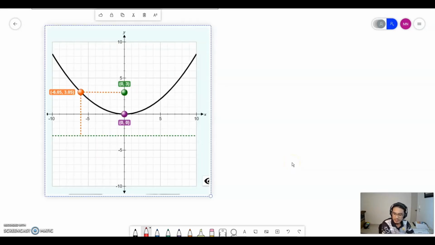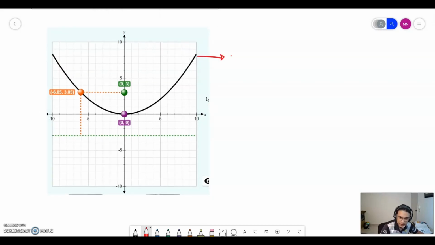Okay, so first we look at the graph of a parabola to identify the components that we have in a parabola. Let's see here. The black line here is the locus of the parabola. This is the shape of the parabola. This is the parabola.